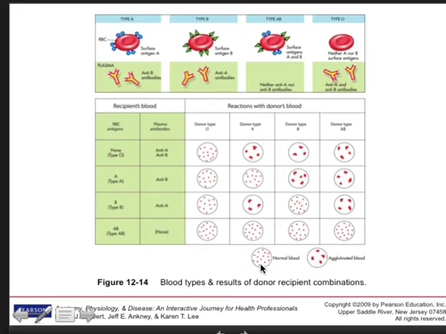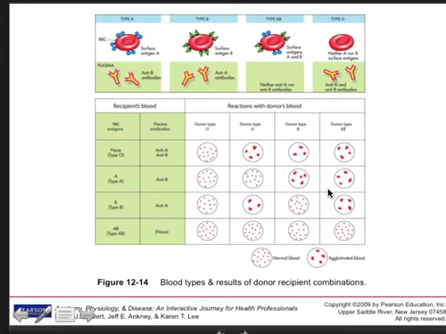And so what you can see here is that an individual who is type O up here is going to have antibodies against both A and B antigen. And so if they receive type O blood, there won't be any agglutination, whereas if they receive either A, B, or AB blood, they will agglutinate those red blood cells, and that'll be a disaster for the recipient. A type A individual can receive blood from an O or an A individual, but not from a B or an AB individual, as indicated by the chart.